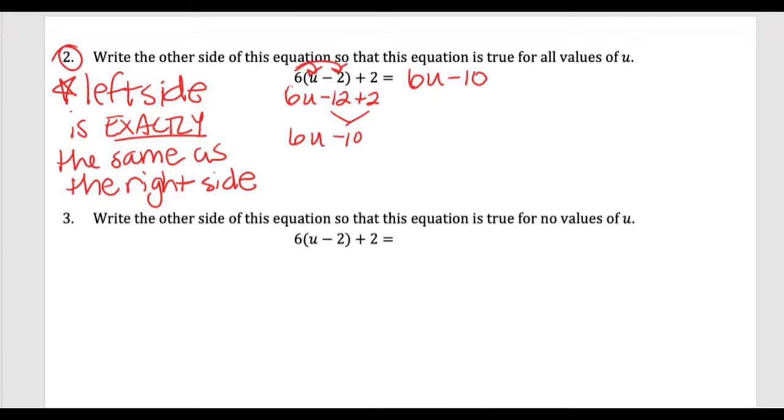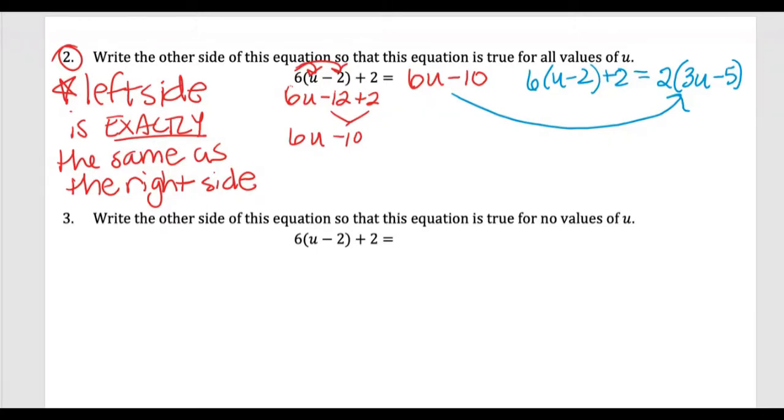Okay. Another option is I could take the 6u minus 10 and rewrite it a little bit differently. So, for example, instead of 6u minus 10, I could write like this. I could kind of rewrite and undo the distributive property. And I could rewrite the 6u minus 10 to look like I did over here, 2 times the quantity 3u minus 5.